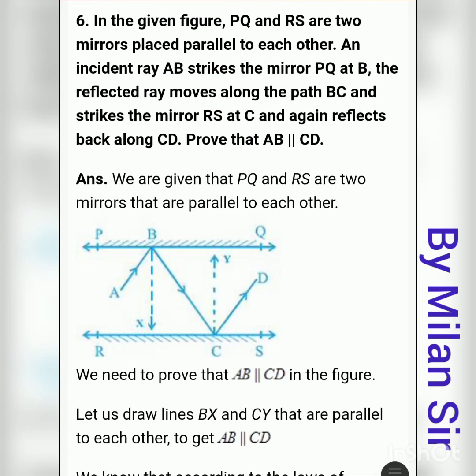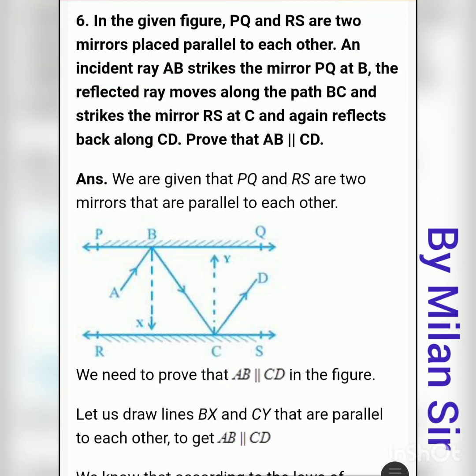In the given figure, PQ and RS are two mirrors placed parallel to each other. So these two are the mirrors which are parallel to each other. And an incident ray AB strikes the mirror PQ at point B. After that, it moves along the path BC and strikes the mirror RS at point C, and again reflects back along CD. Prove that AB is parallel to CD.